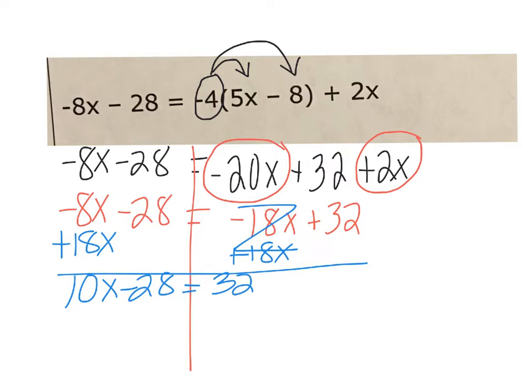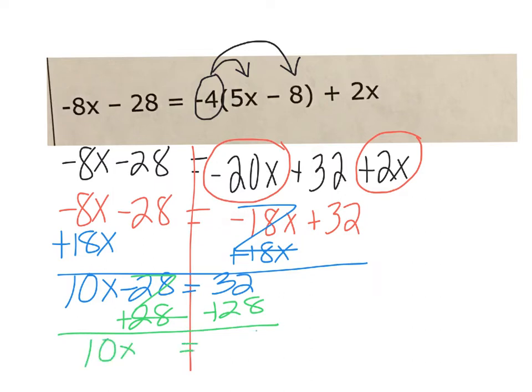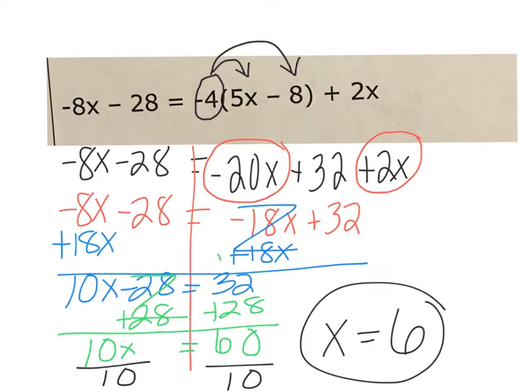Next step would be to take care of your constants. So plus 28, plus 28. This zeroes out. You're left with 10x on the left, and on the right, you're left with 60. Then your last step would be to divide by the coefficient. The coefficient is 10, so divide by 10. So x equals 6. Again, pause the video and check with substitution.